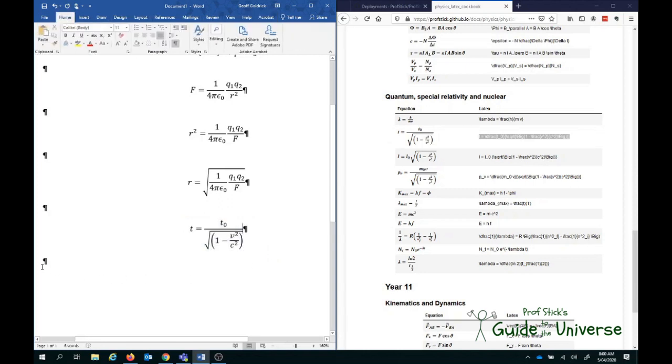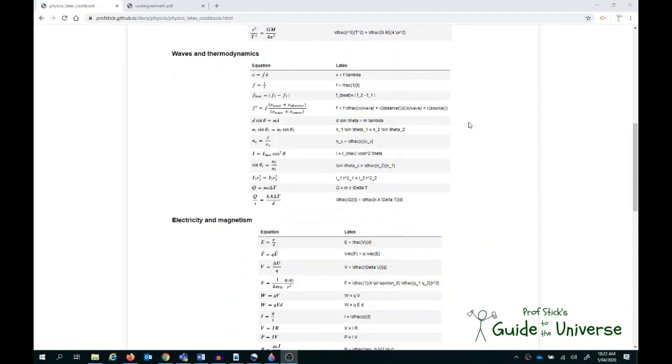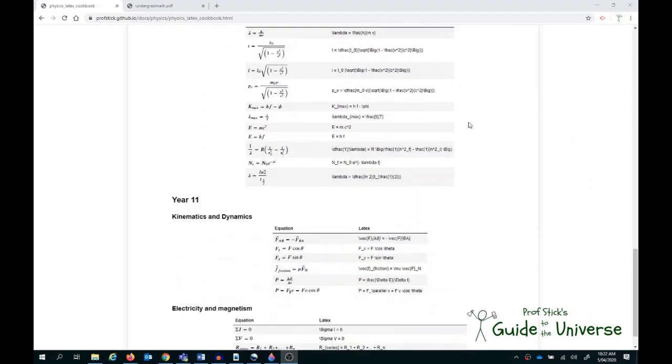LaTeX isn't a difficult set of commands to learn. If you're teaching science, particularly physics, there's only a few commands that you'll use on a regular basis. And as I said, it's easier if you prepare a cheat sheet, and I'll give you the link to mine in the description.